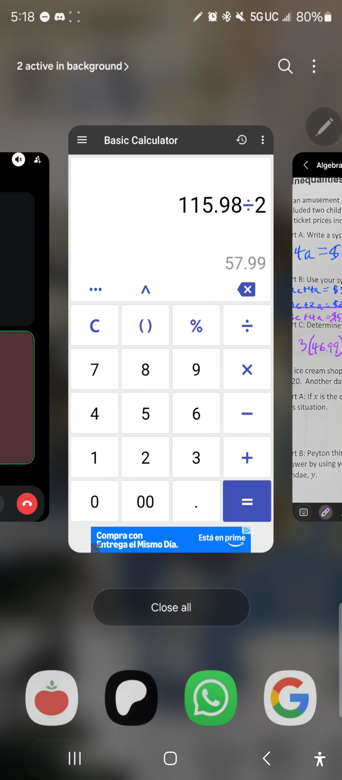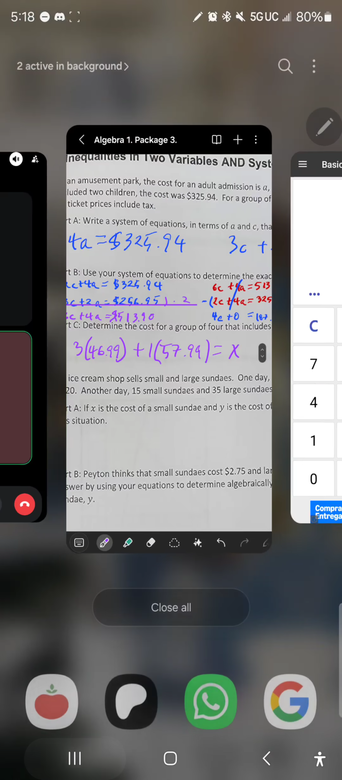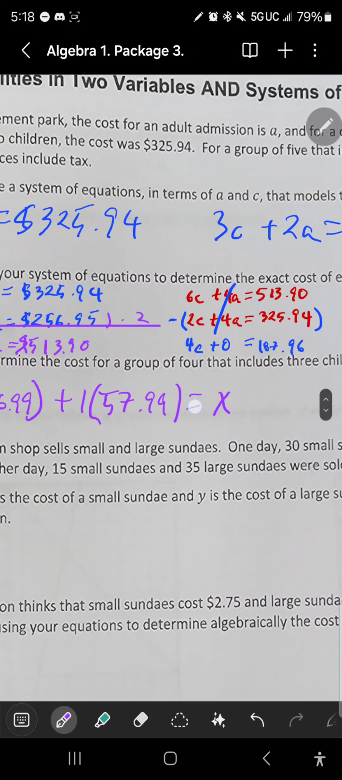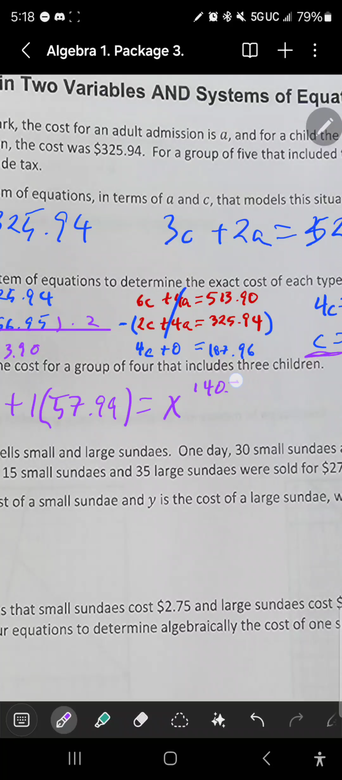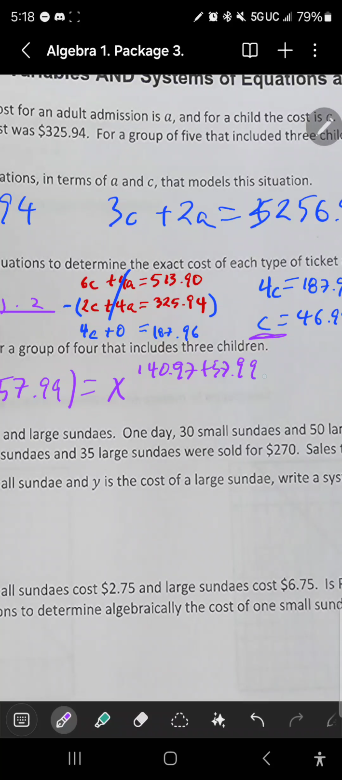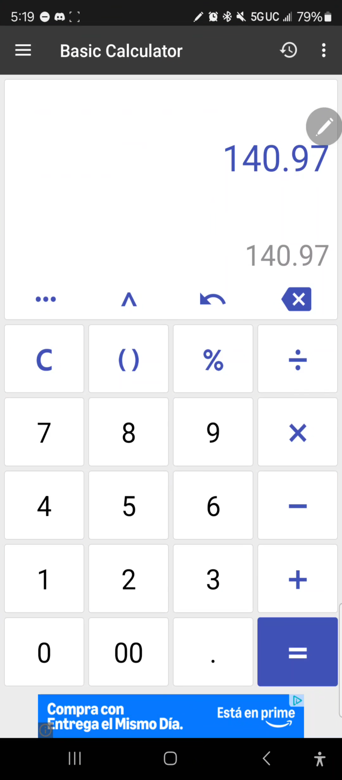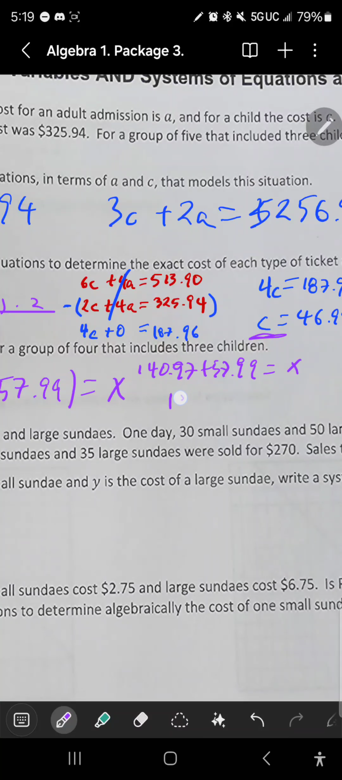So I will go to my calculator, say 3 times 46.99, 140.97, plus 1 times 57.99, which is just 57.99, equal X. And then I use my calculator and I get that my answer will be 198.96. So this right here is my answer for this exercise.